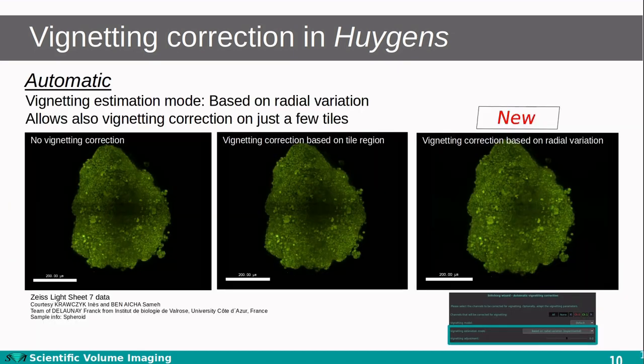We have recently developed and implemented in Huygens a new vignetting estimation mode based on radial variation that also allows vignetting correction on just a few tiles. As you can see in this example of a spheroid image, which contains only 4 tiles, and where we corrected for vignetting using the new estimation mode based on radial variation on the image at the right.